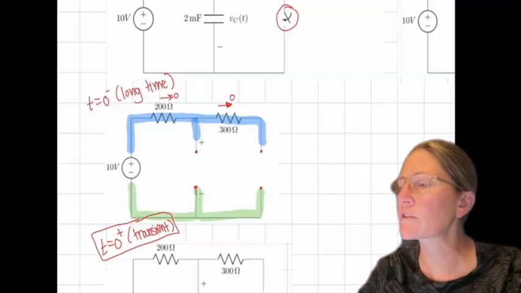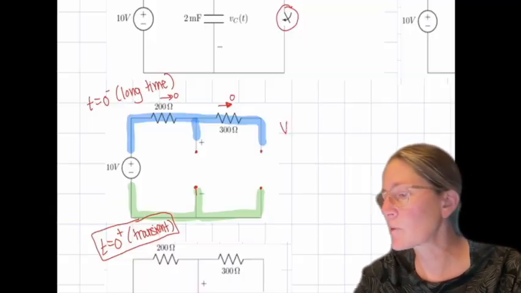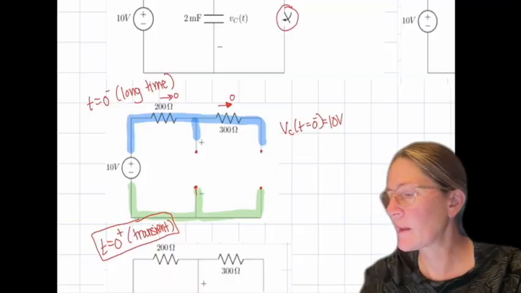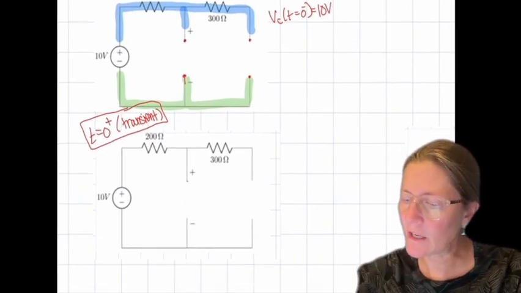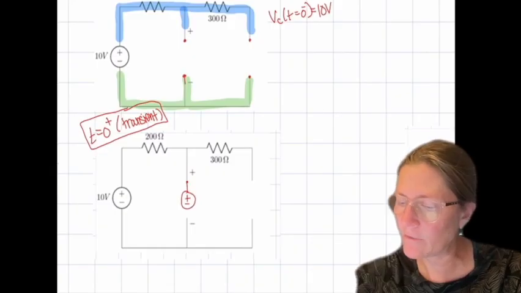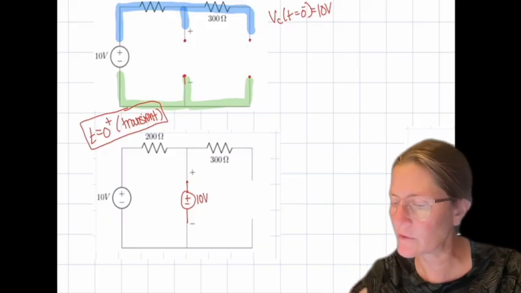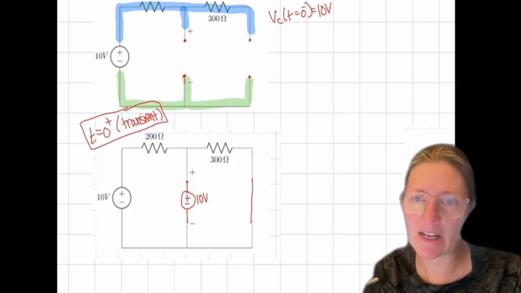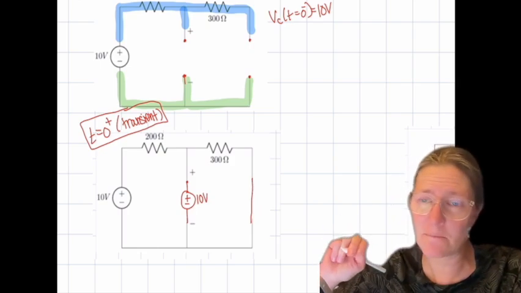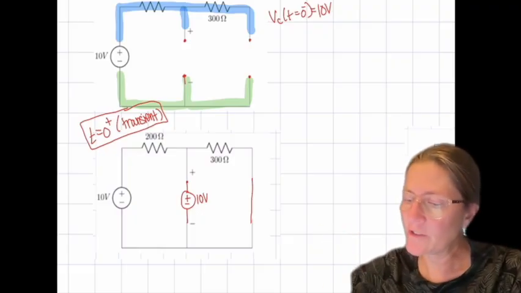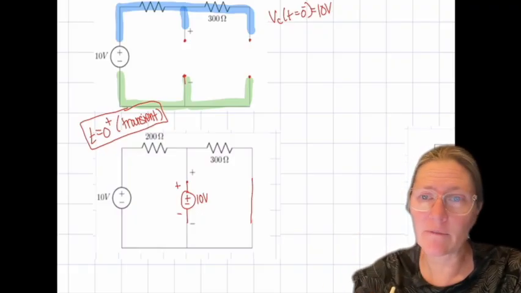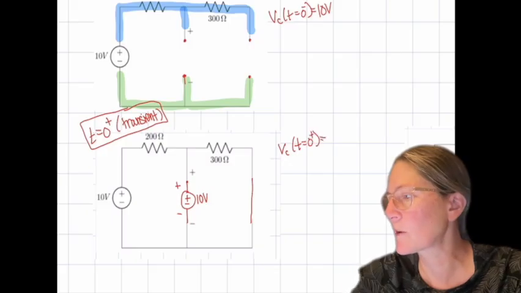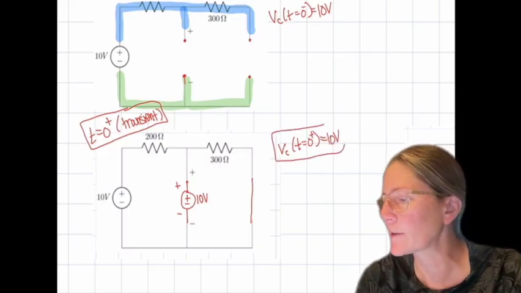So we would say that Vc at t equals 0 minus is 10 volts, which means in this case we model this as a voltage source of 10 volts, and the switch is now closed right at 0, so 0 plus is at that time. Vc will stay the same because it's already set at that voltage. So Vc of t equals 0 plus will also be 10 volts. This is our initial value.